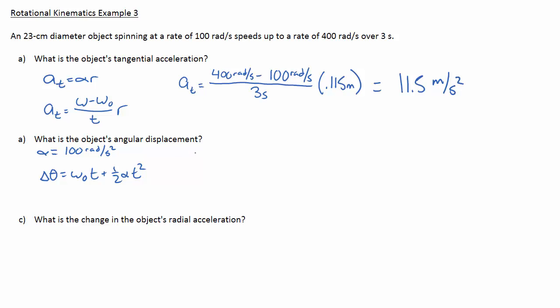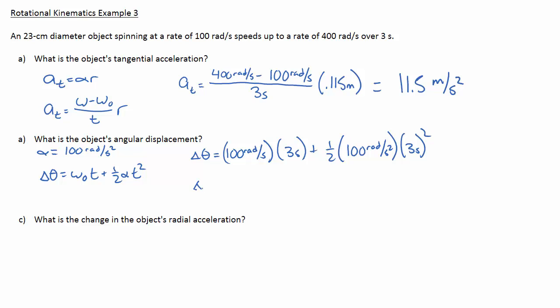So what I need to do here is I'll just plug in what I have. Delta theta equals, my omega naught is my initial, so 100 radians per second times 3 seconds plus 1/2 times 100 radians per second squared times 3 seconds squared, and then I'm just going to multiply this out. So if I do that, I'm going to get 100 times 3 plus 0.5 times 100 times 3 squared, and I end up with 750 radians is my angular displacement for this object.